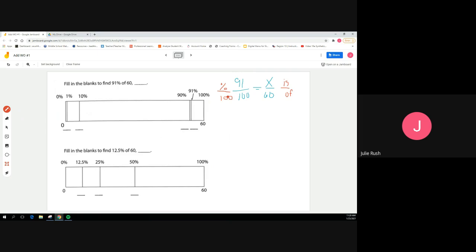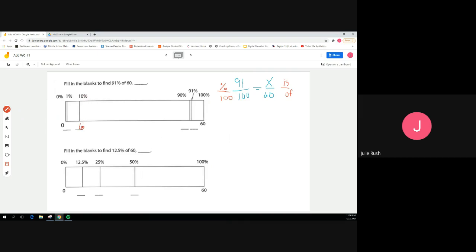So let's look here. It says fill in the blanks to find 91% of 60. 60 is on the bottom, across from 100, so it's my total. That's why I line that up there. Then 0% and 0 line up here on the far end. They want me to tell them what 10% is. If 100% is 60, then I can divide 60 by 10, and that tells me what 10% is. 60 divided by 10 is 6.